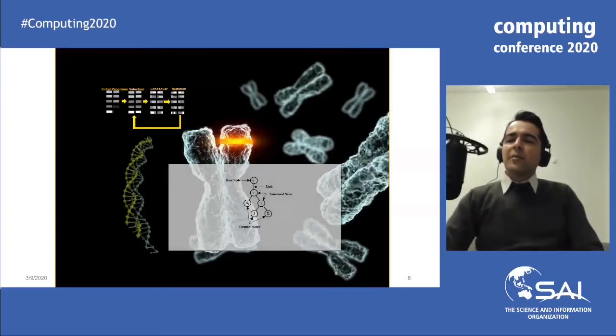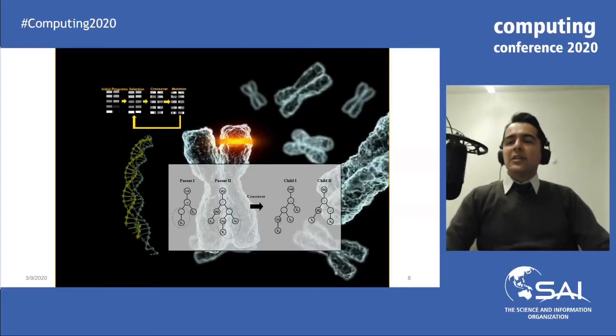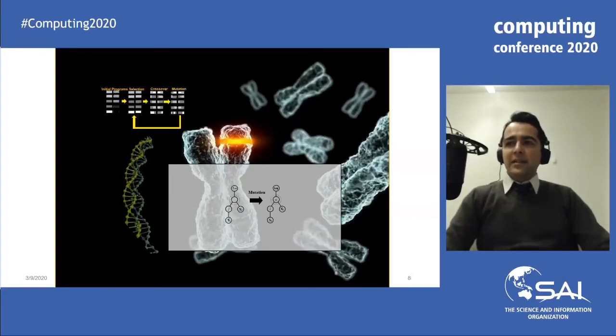Genetic programs can be represented using this traditional form called tree structure. You can see in this tree we have mathematical operators, variables, or even constant numbers. And now evolutionary mechanisms like crossover and mutation can happen between these trees.